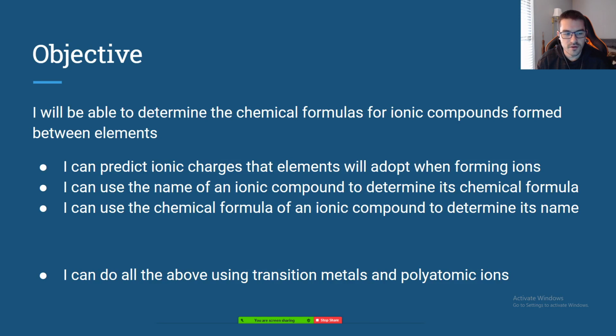All right, welcome back to the part 2 video on ionic compounds. Just to recap what we did last time, we learned how to determine the chemical formulas for ionic compounds and also how to name them, okay? What we're going to be doing today is basically all of the same things, except we're also going to be incorporating transition metals and polyatomic ions, okay?